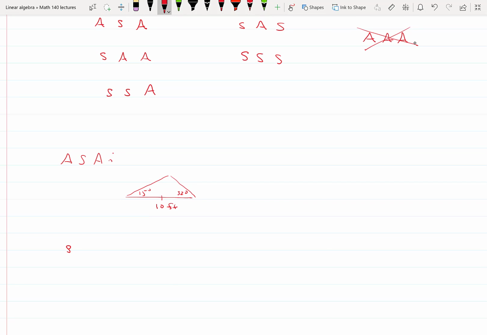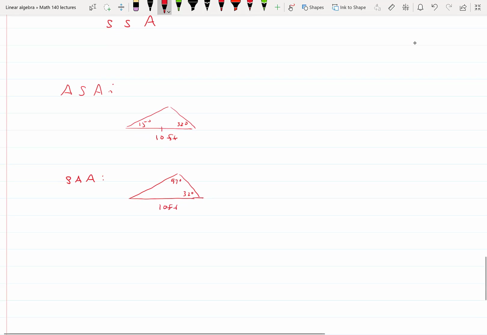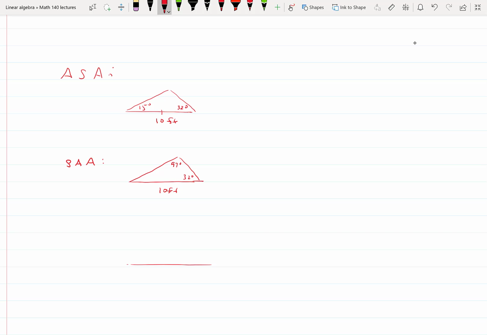The case side, angle, angle is different, even though we're still given the same type of information. We're given the side and two angles. So let's redraw this. We would be given, say, 10 feet, there's a side, let's say 32 degrees and 97 degrees. We're given two angles and a side, but the side is not between the two angles.